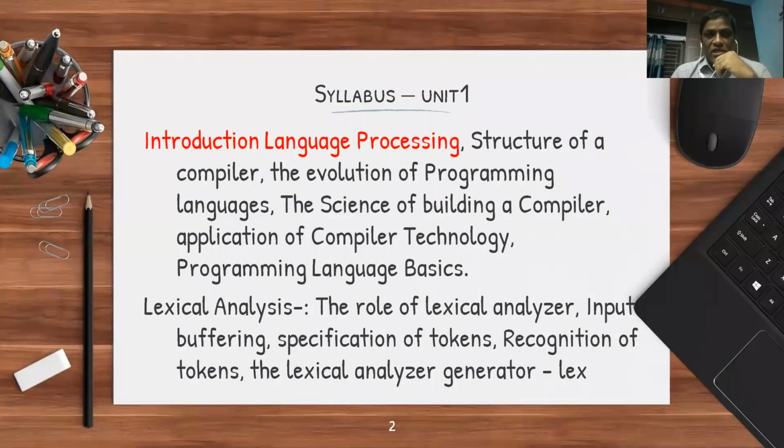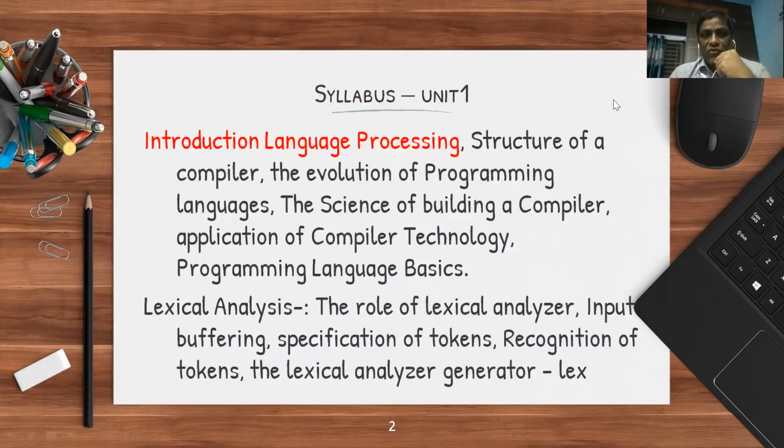In our previous class, we discussed the introduction to language processing, which comprises different types of language translators, such as compilers, assemblers, interpreters, linkers, loaders, and also we have gone through how a language processing system works.